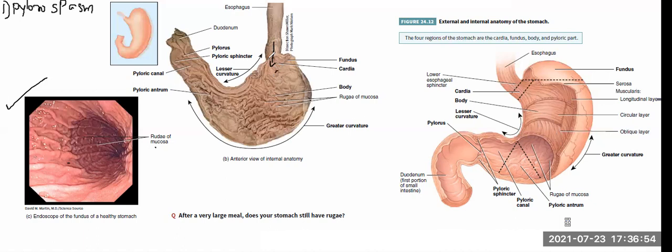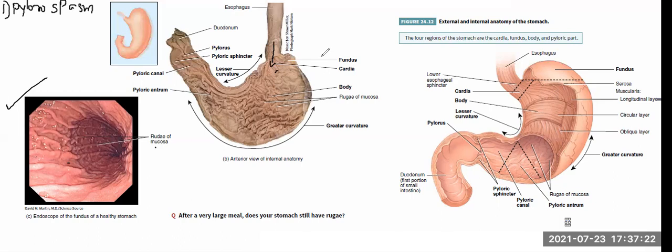It should not be allowing the backward movement of food. If there is backward movement of food, that means there is some issue, right? Or a disease. We call it gastroesophageal reflux disease, or simply acid reflux. Why do we call it acid reflux? Because we know that our stomach has acid. It has HCl, right?